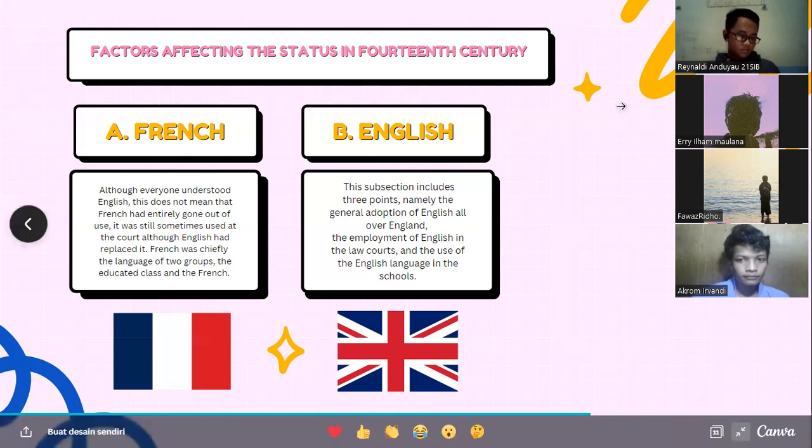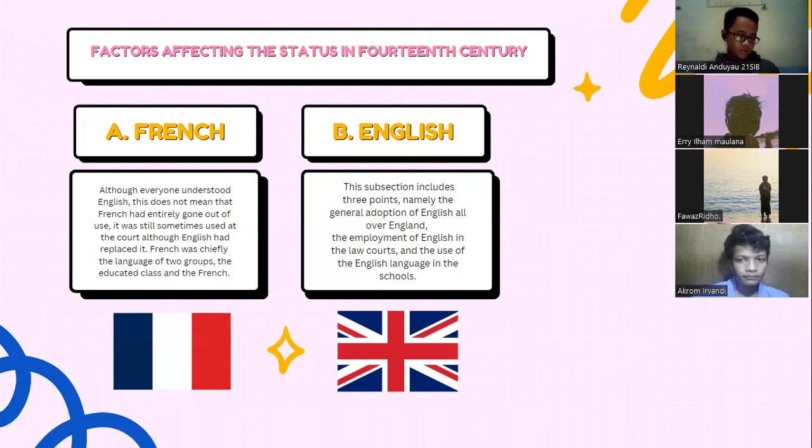And the last is English in the schools. Shortly after the Conquest, French replaced English as the medium of instruction in the schools. In the 14th century, there were complaints that formal education was conducted in French, though now other people teach in English. Okay, that's all for me.